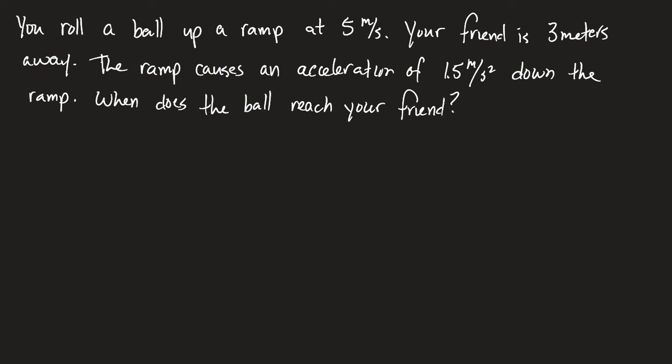All right. So you roll a ball up a ramp at 5 meters per second. Your friend is 3 meters away. The ramp causes an acceleration of 1.5 meters per second squared down the ramp. When does the ball reach your friend? Give it a shot.